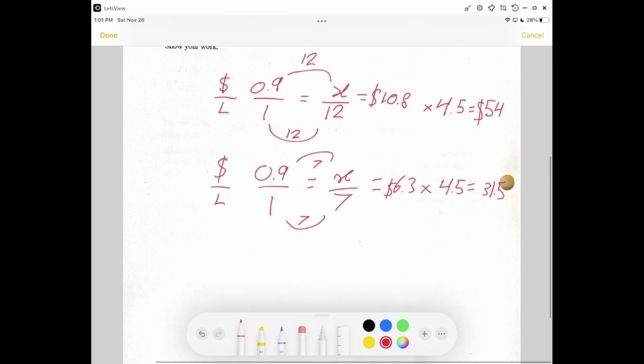Alright. Now, finally, in order to find out how much more Shanice pays than David, we simply have to subtract the two. So 54 subtracted by 31.5 is 220.5. There you go. So that's the answer for question number 18, and goodbye.